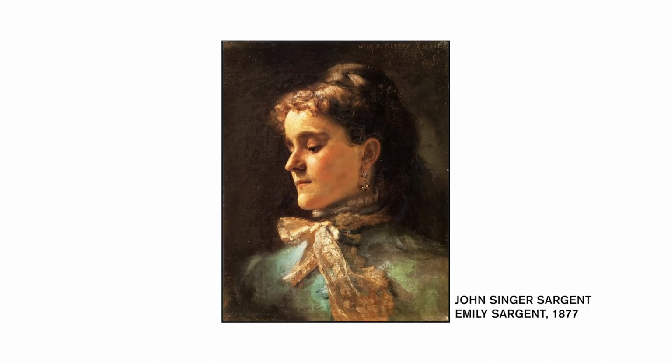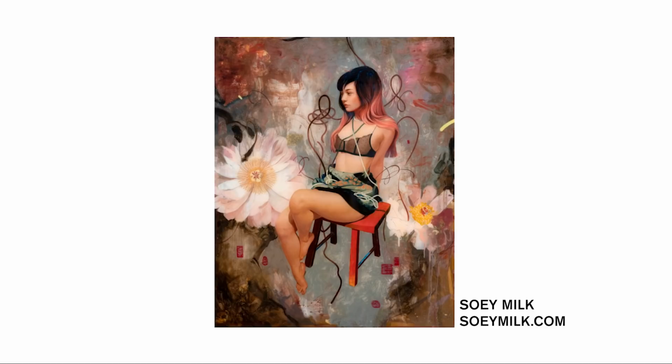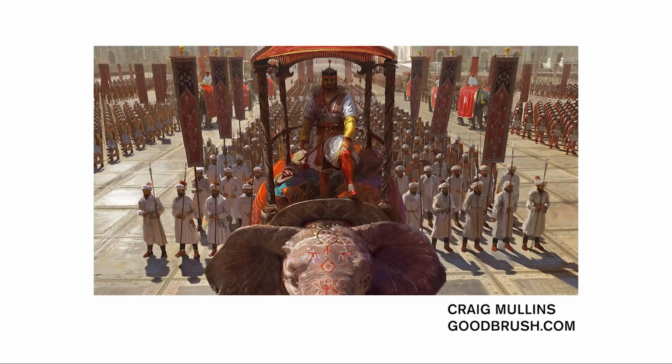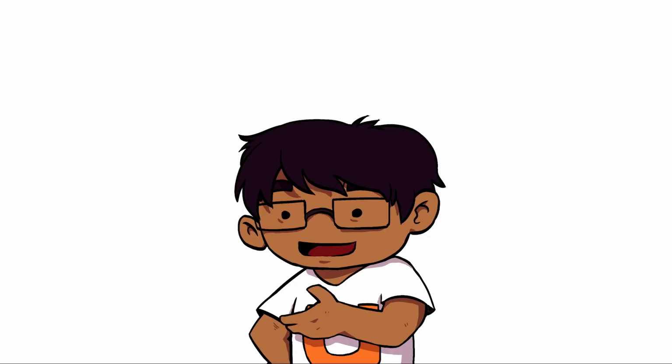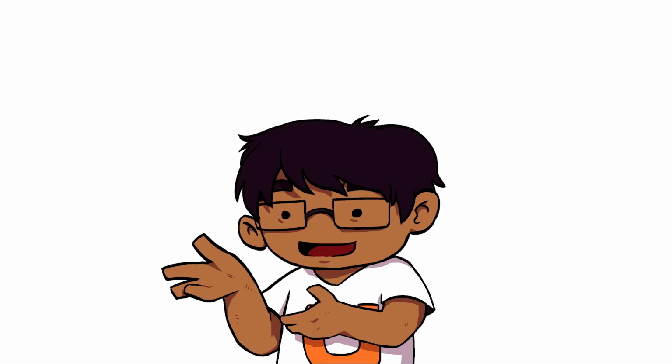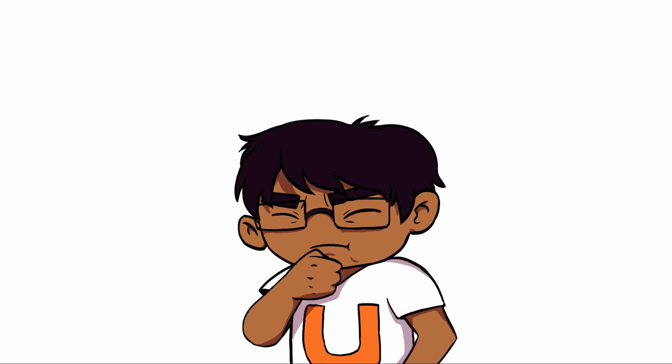For example, maybe you want to study how John Singer Sargent paints faces, or how Sui Milk uses abstract shapes to help the physical elements of her paintings pop, or how Craig Mullins manages to imply complex imagery through the use of just a couple of well-placed brushstrokes. Taking things even further, you can research what influenced the artists who influence you, to go back to their own roots and really understand the thinking behind their stylistic choices.